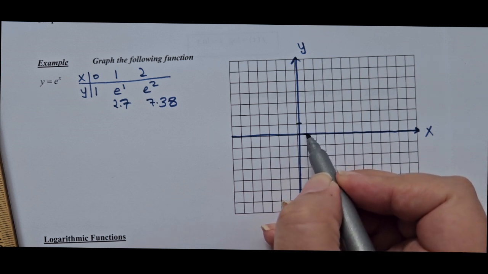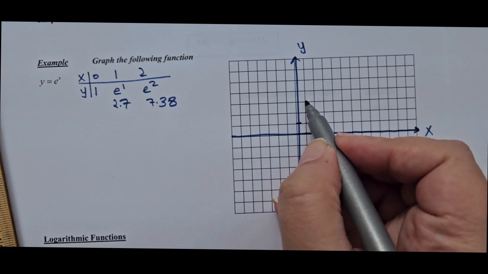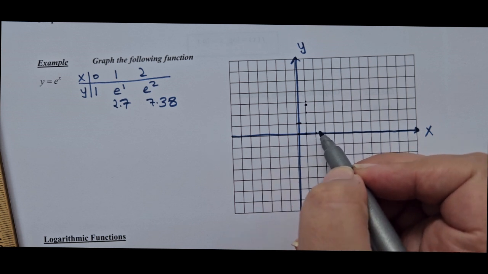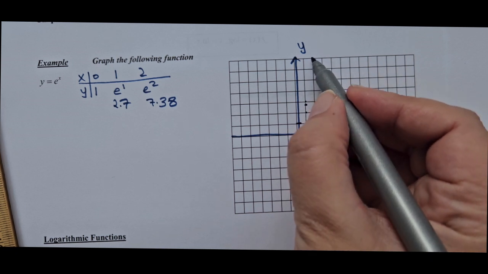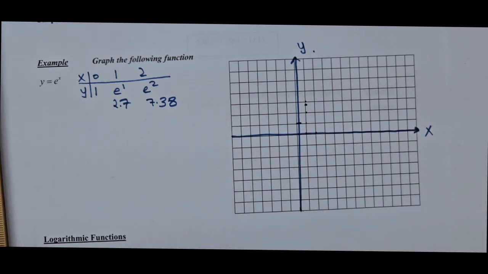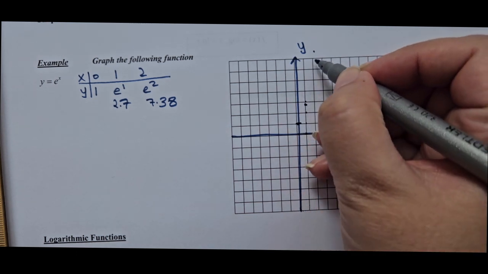The other one is 1, and then 2.7. 1, 2, 3. So it should be something around here. 2, and then 7.8. So this is 3, 4, 5, 6, 7, and here. Okay. So now I found 3 points of my curve.